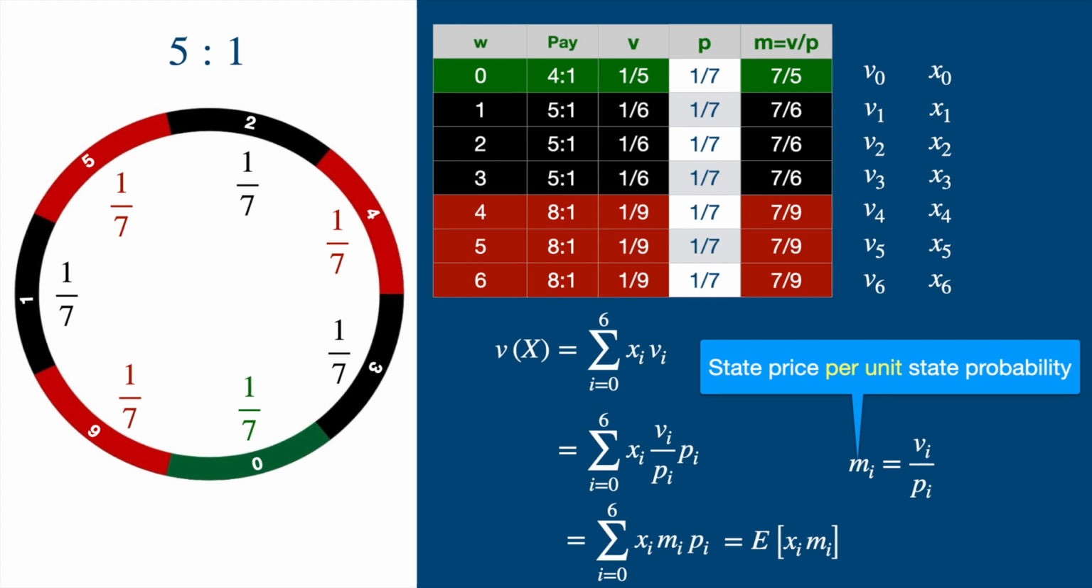When the red state occurs, the casino pays a lot, so money in these states is cheap. And in financial markets, securities that pay more when the state of the economy is bad are generally in high demand. Right, so what's the price of a risk-free security?